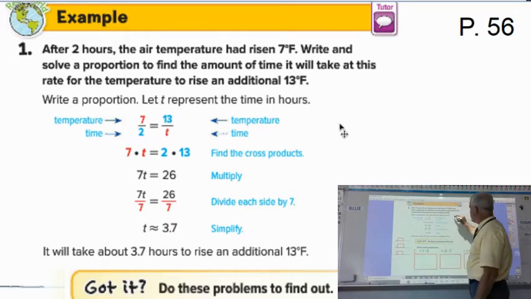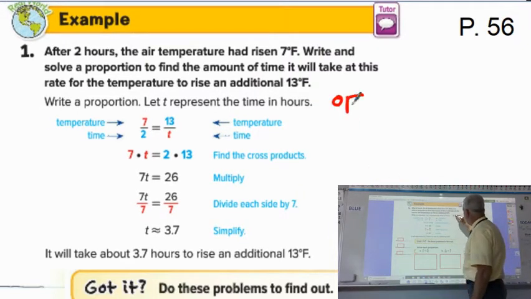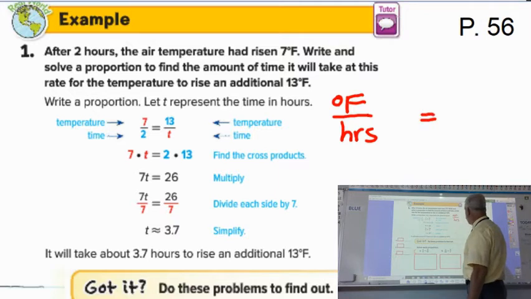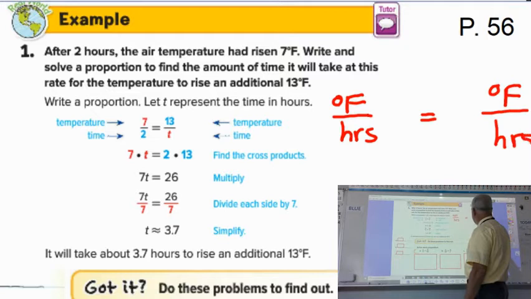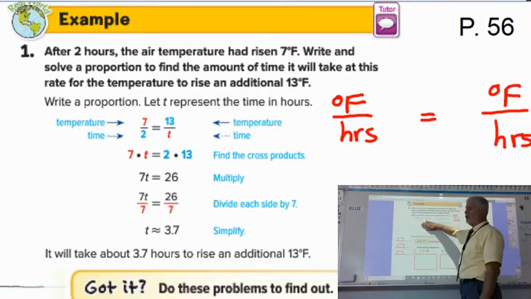So the key here is that this is set up as degrees Fahrenheit over hours on both sides of the equation, right? So degrees Fahrenheit over hours equals degrees Fahrenheit over hours. And what happens is three of these numbers you're always going to know, and one of them is the one you're going to try to find out. You're trying to solve for that unknown value, okay? So here's my proportion. 7 over 2 equals 13 divided by t.